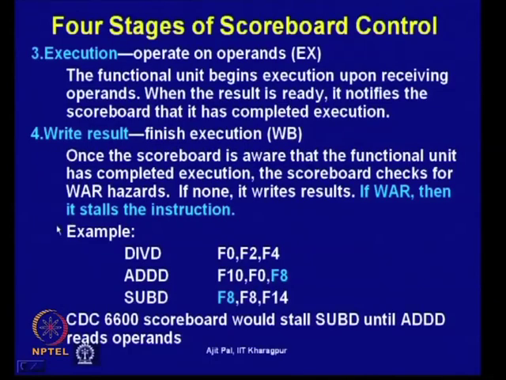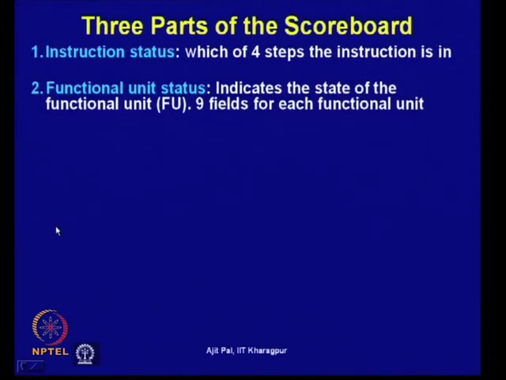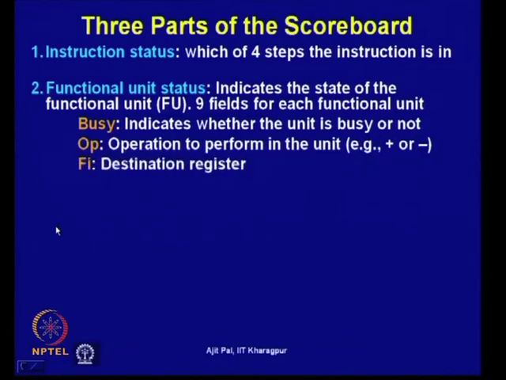So, these are the four stages. Now, in addition to these stages, it has three different parts to maintain the database. First of all, instruction status: which of the four steps an instruction is in. For the instructions which have been issued, they can be in different stages: instruction issue, reading operands, execution or write back.